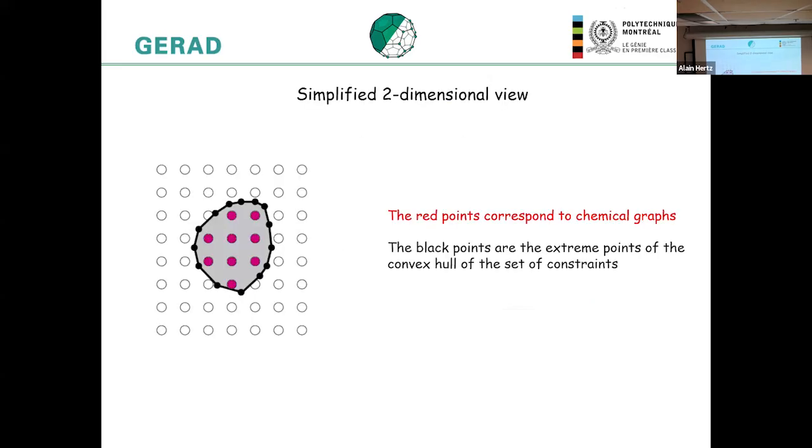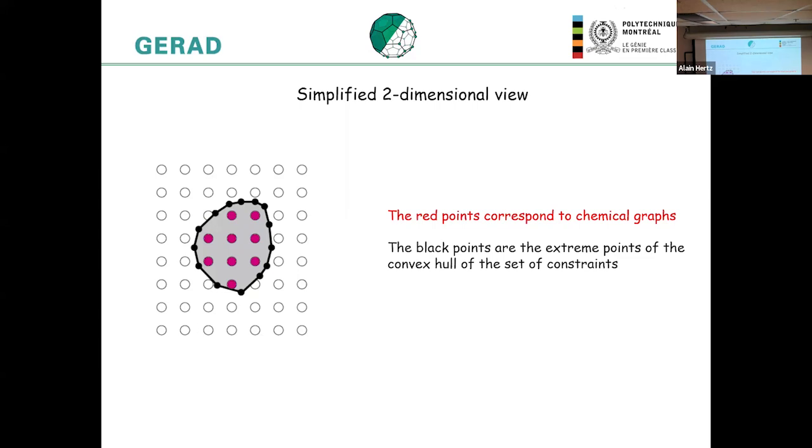So let's make a picture of what we did in 2017, and I will come to what we did now with the new research. So it's in dimension 17. I've shown you a picture. Assume that you are in dimension 2. The red points are the chemical graphs. The white points are integer points which do not correspond to chemical graphs. So some Mij values are integers, but they do not correspond to chemical graphs. Only the red ones. And the constraints we have given you define a convex hull.